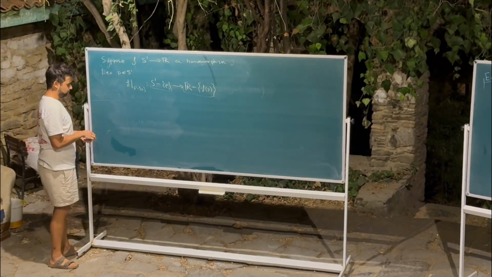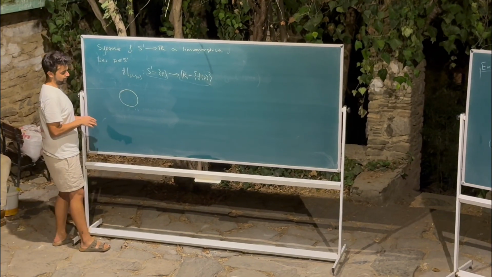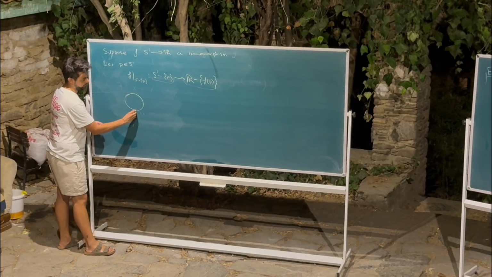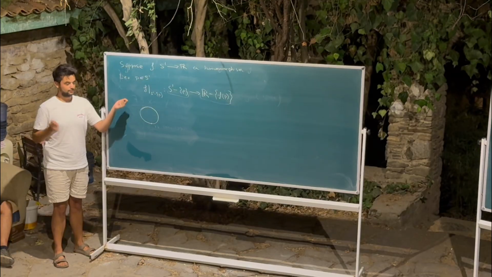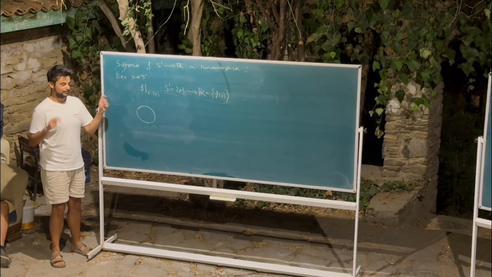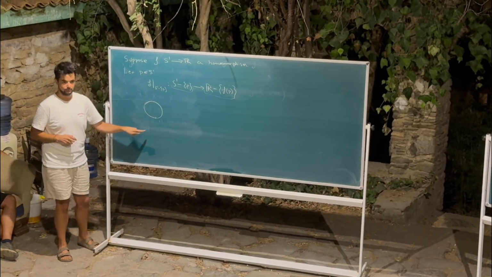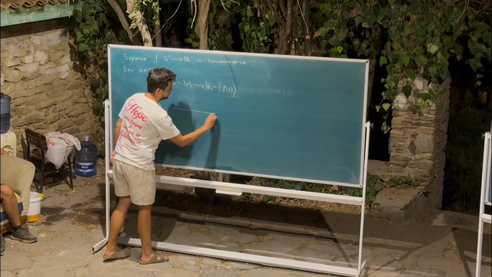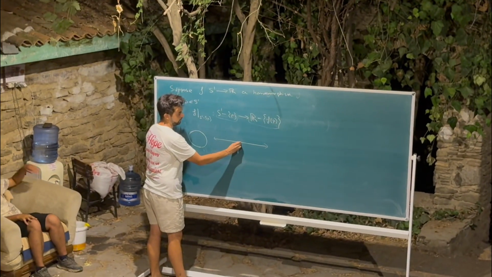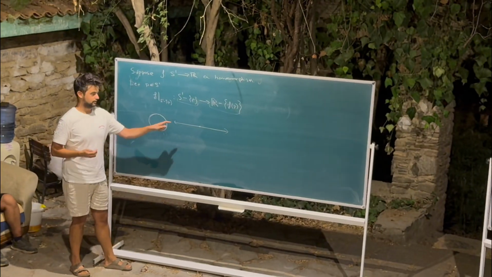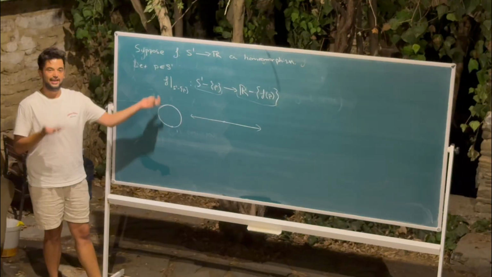Why? Because if you think about S1, and if I remove a point, like maybe I remove here, it is still a connected space. It is one piece, right? If you're an ant living on S1, if you want to go from here to here, you can go all the way around. But if you're on the real line, and you remove a point, now you're disconnected. You can't go from this side to this side. So they can't be homeomorphic.